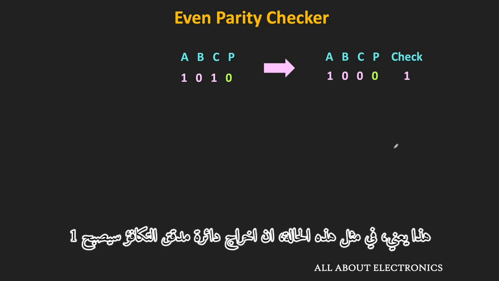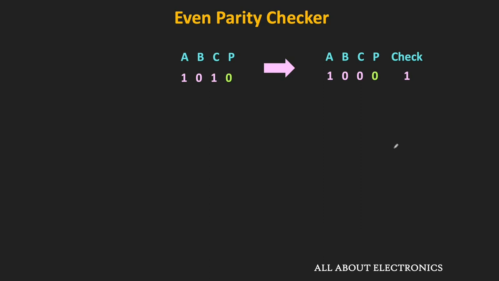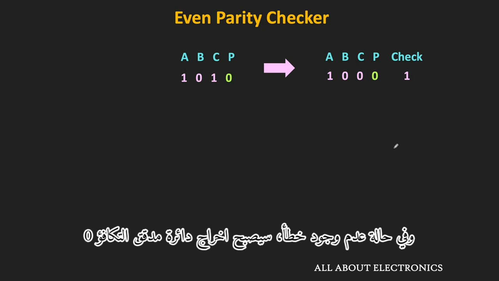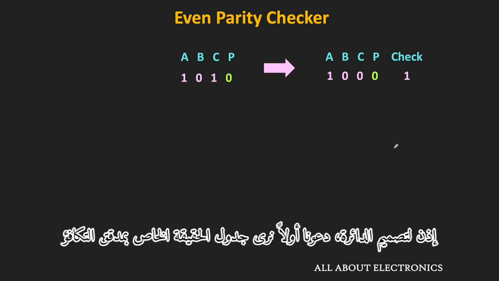That means in such a case, the output of the parity checker circuit will become 1. That means whenever there is an error, the output of the parity checker circuit will become 1. And whenever there is no error, the output of the parity checker circuit will become 0. So to design the circuit, first of all let us see the truth table of this even parity checker.